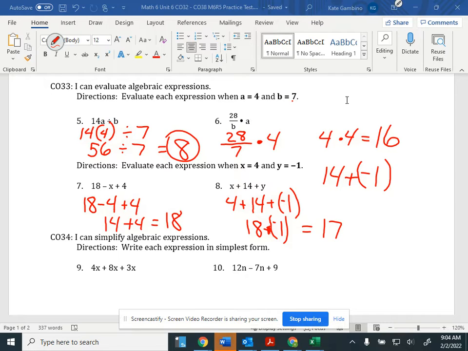Okay. So you can put the parentheses around it just to keep that negative sign with the 1.